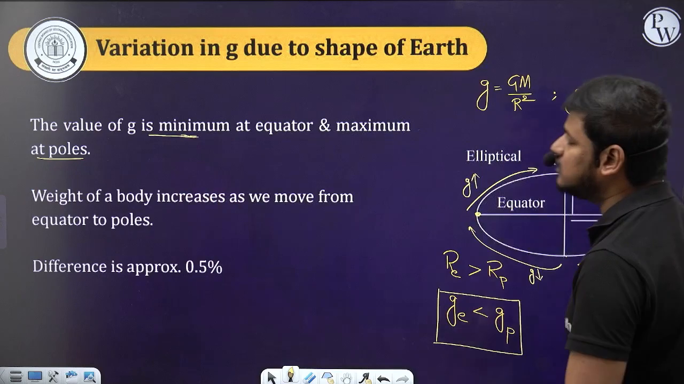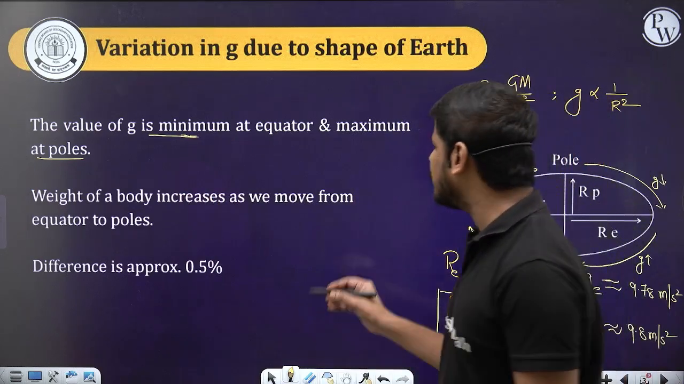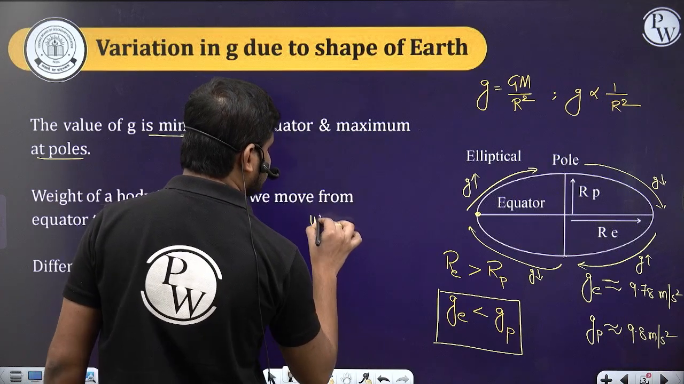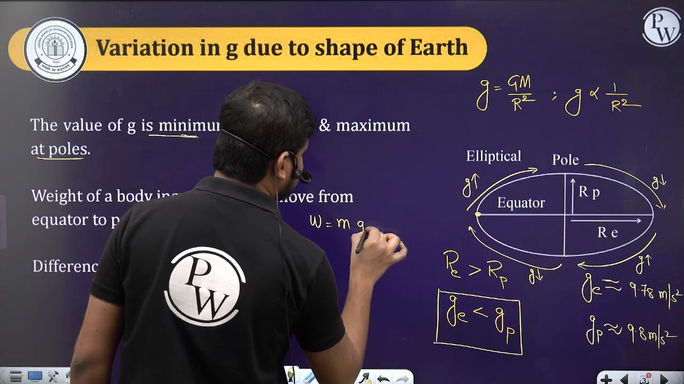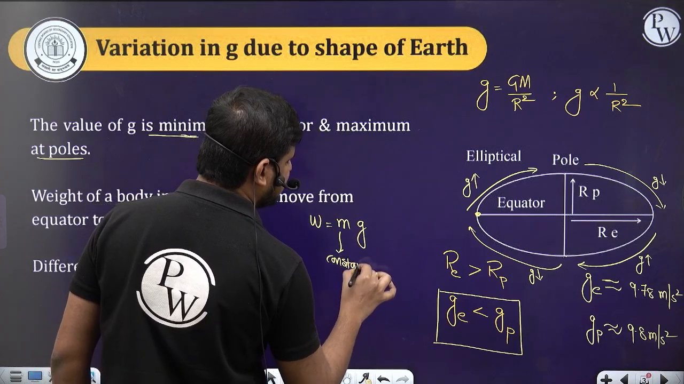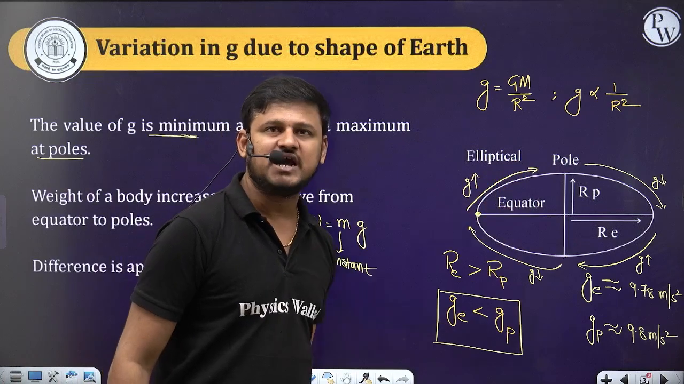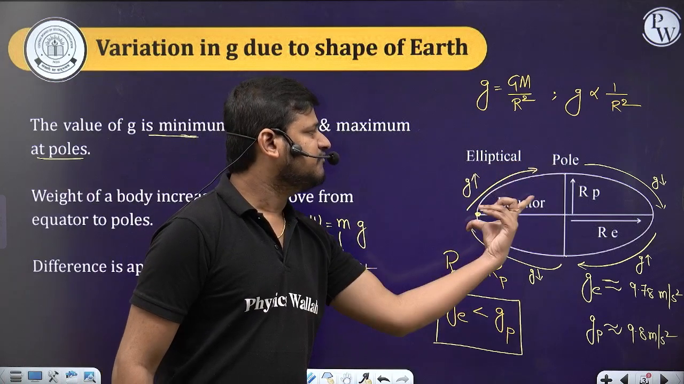As g value increases, obviously weight is nothing but mg, right? Mass is going to be constant. Weight is equal to mg. The mass is a constant thing, it will not vary, so it depends on g. So from equator to pole, as the g value increases, the weight also increases.